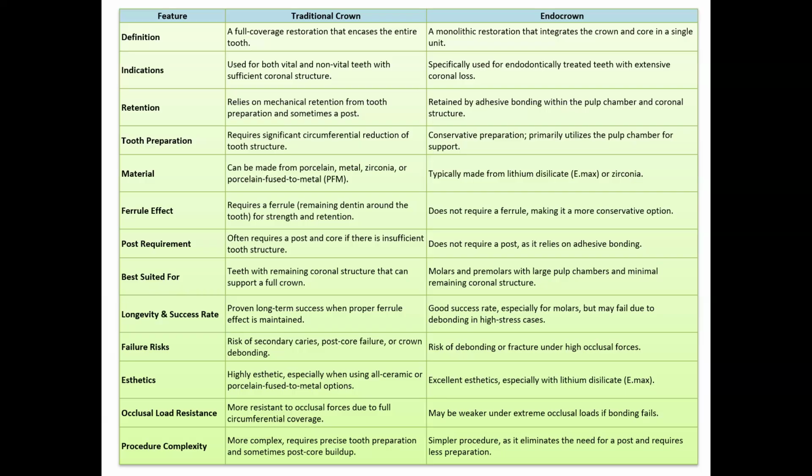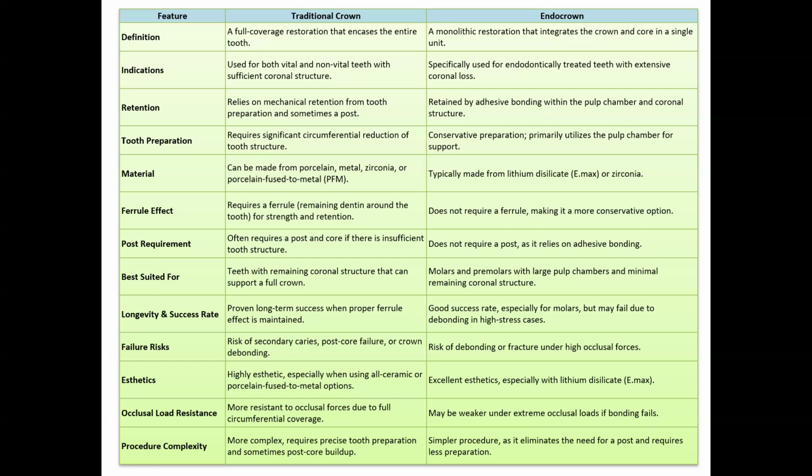The main purpose of giving a crown is for strength and retention. But when you think about an endocrown, there is no need for a ferrule, because most studies show that when you give a ferrule on the endocrown tooth structure, it is going to fracture that particular structure. So maximum tooth structure should be maintained when you think about this endocrown.